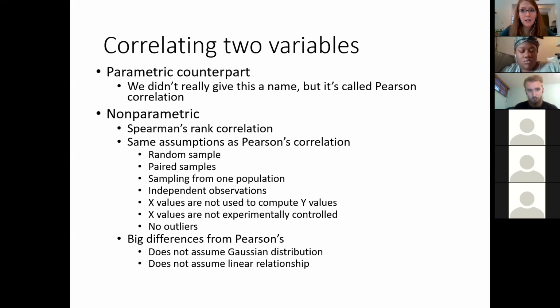It also does not assume a linear relationship, which is really nice because we talked mostly about linear regression and linear correlation. Now we can use this for working on things that we know are correlated, but they're not correlated linearly. Okay, and I remember at the beginning I said that there is no non-parametric counterpart to linear regression, which is a failing of it. So does anyone remember the difference between linear regression and correlation?